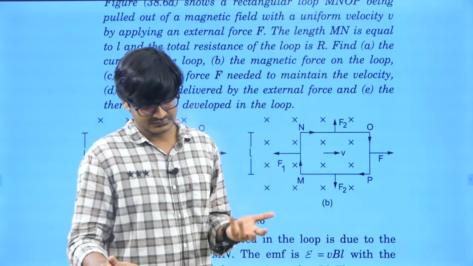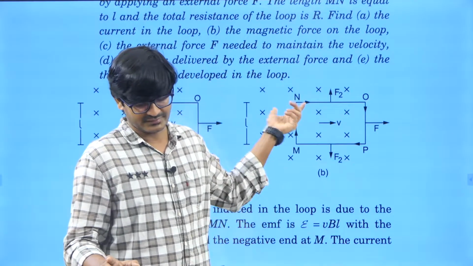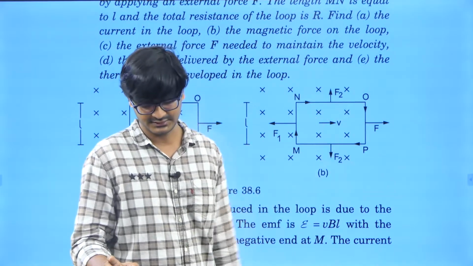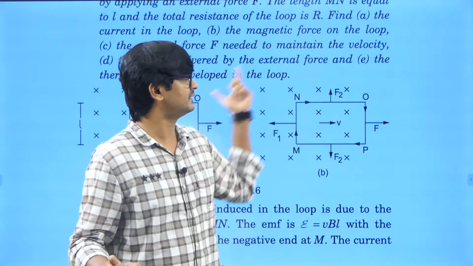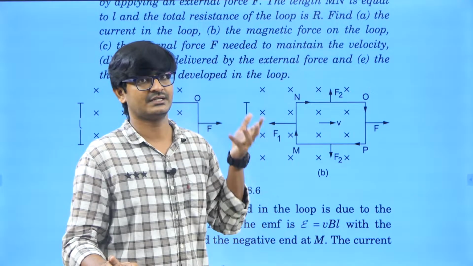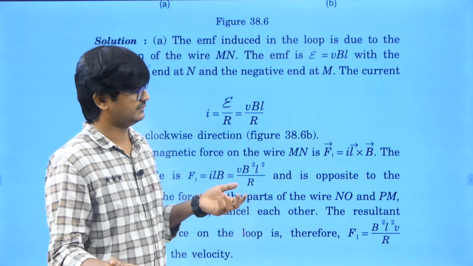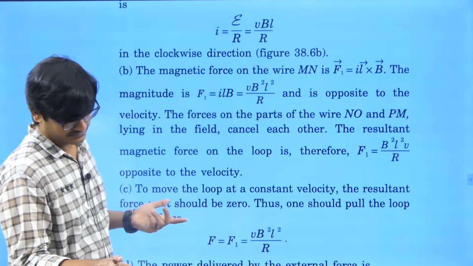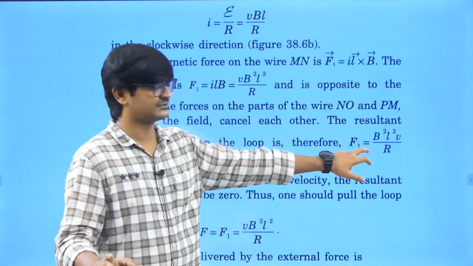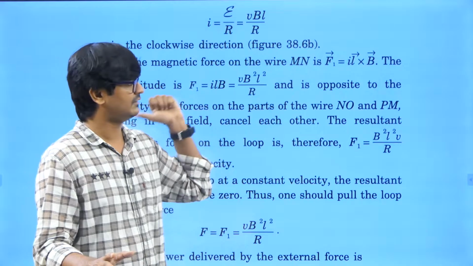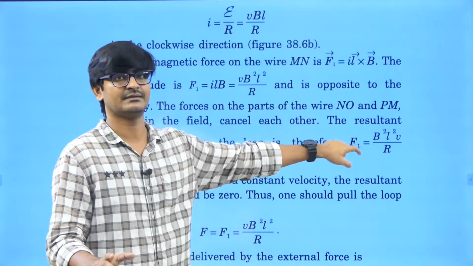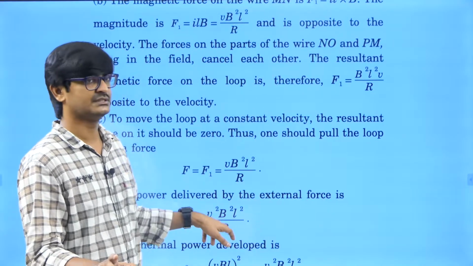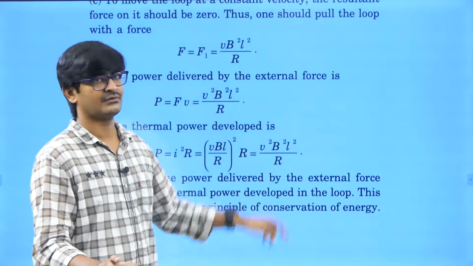Now after that, you need to find the power delivered by you. How to find power delivered by you? The force applied by you times the velocity. And they are asking what is the thermal power dissipated in the loop, that is I²R, right? Now when you do that, you can get the current, and after that you can get the force. This much force is the magnetic force on average, so you need to pull it with the same amount of force. So what will be the power by you? Power by you is this much, which will be exactly equal to the power dissipated in the loop.